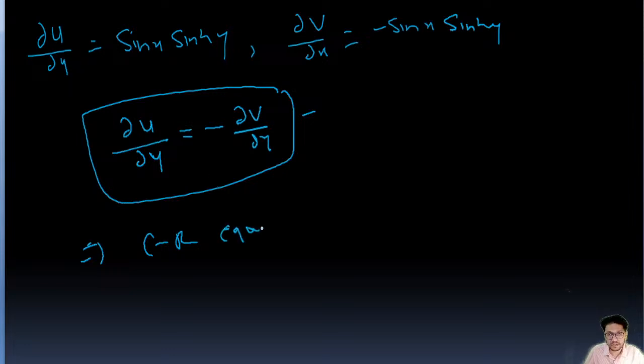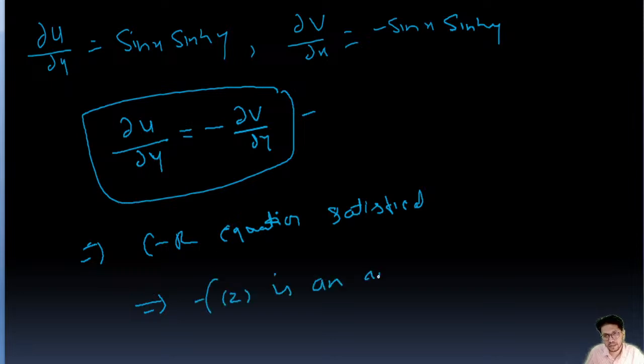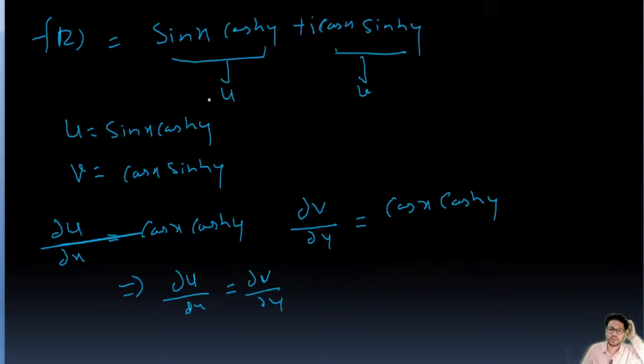So this implies the CR equations are satisfied, which implies f(z) is an analytic function. So we have seen that in this function the CR equations are satisfied, that means the function is an analytic function. Okay, so this is the one.